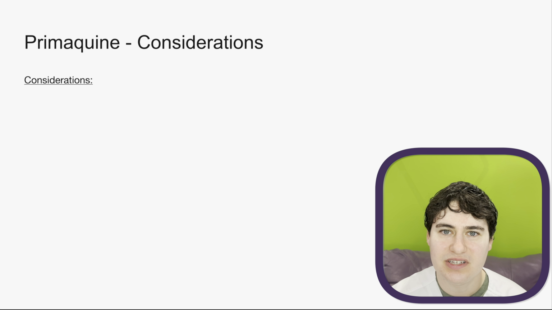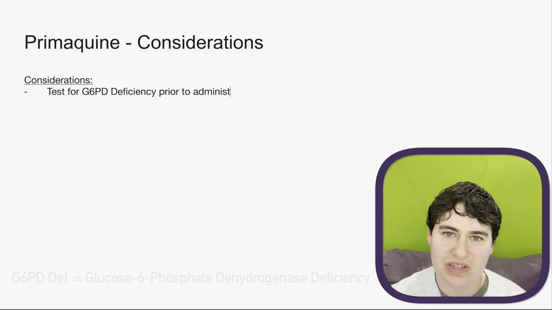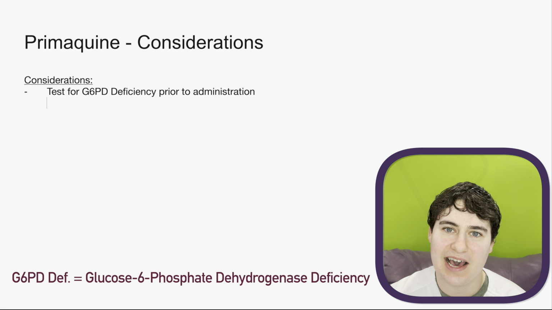Okay, so before someone is given Primaquine, there are some considerations that have to be known. It has to be known if the patient has G6PD deficiency. Okay, what this stands for is glucose-6-phosphate dehydrogenase deficiency. I don't want to say that again because it's a mouthful.